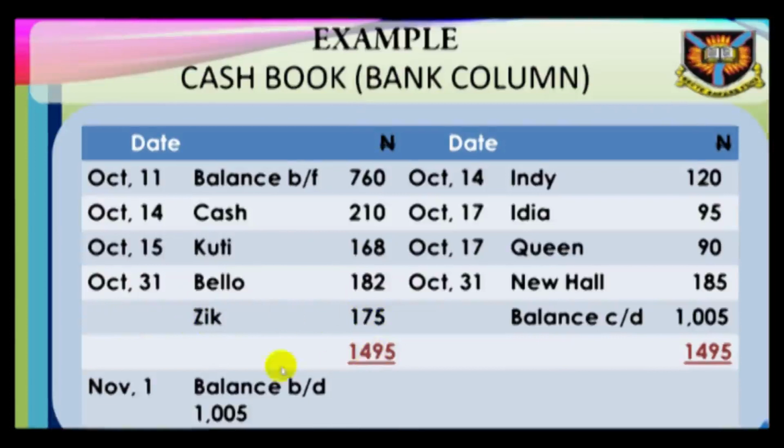On the credit side, we have October 14th, Indy 120. October 17th, Idia 95. October 17th, Queen 90. October 31st, New All 185. And then we have balance carried down of 1,005 naira. And the total on the credit side and the debit side is 1,495 naira. On the 1st of November, we have a balance brought down of 1,005 naira on the debit side.